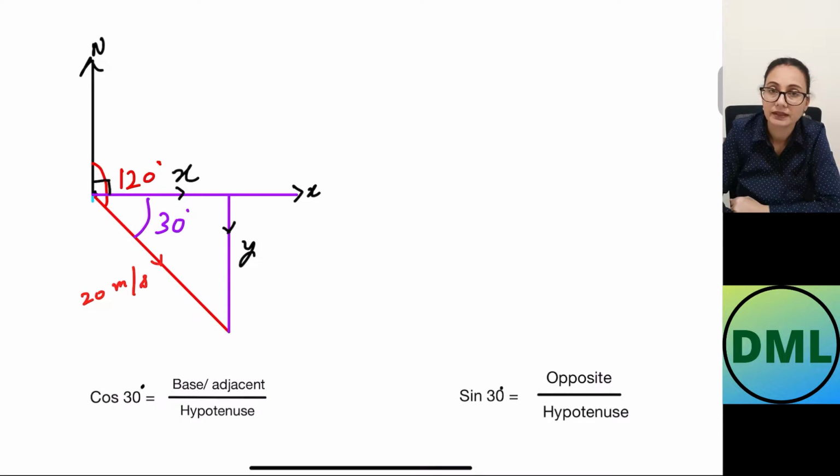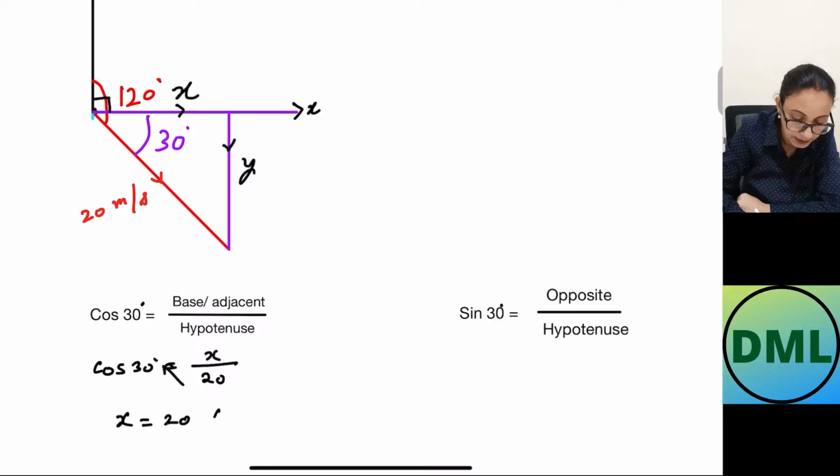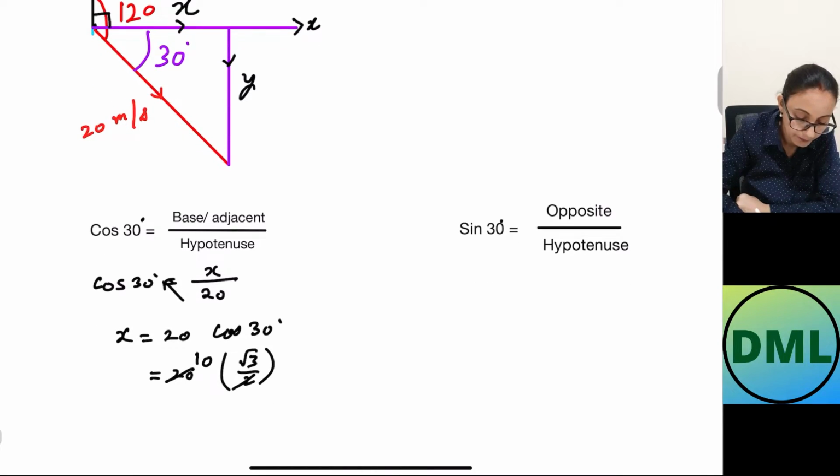So again I will apply the cos and the sine rule here. For this, cos 30 degree is base or adjacent over hypotenuse. For this 30 degree, x is the base and hypotenuse is 20. Let's put the value. Cos 30 degree is equal to base, x, over hypotenuse, 20. Do the cross multiplication on the other side. It will be 20 cos 30 degree. Cos 30 degree is root 3 over 2. So 2 will get cancelled with 20 and it will be 10 here. So your answer will be 10 root 3 for x.